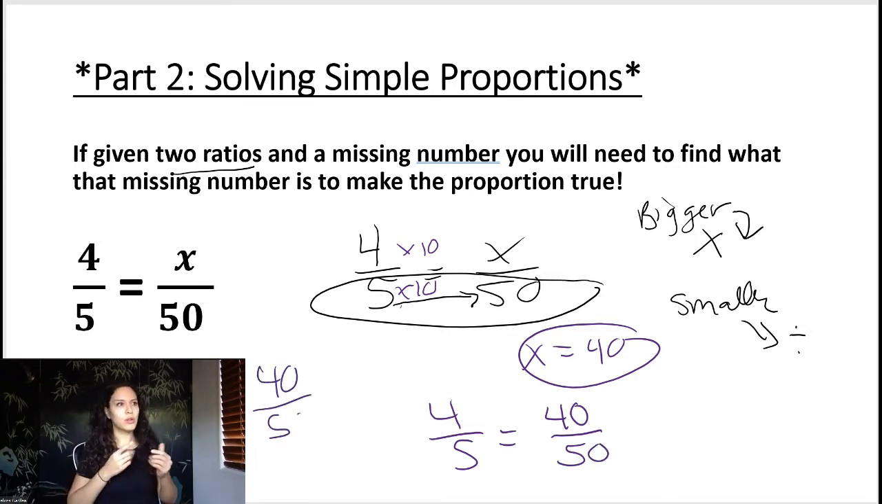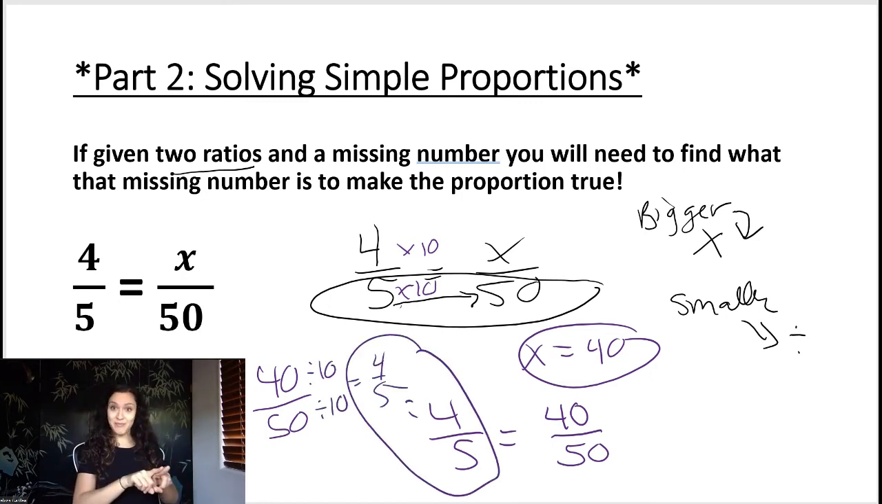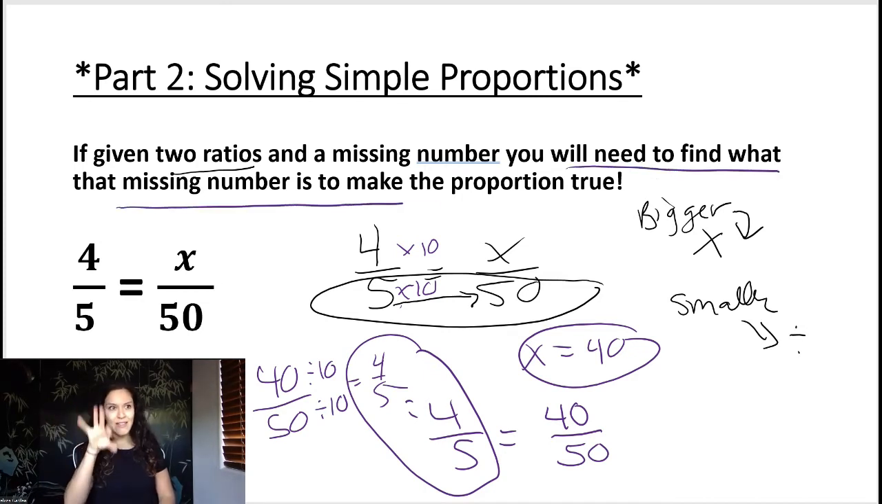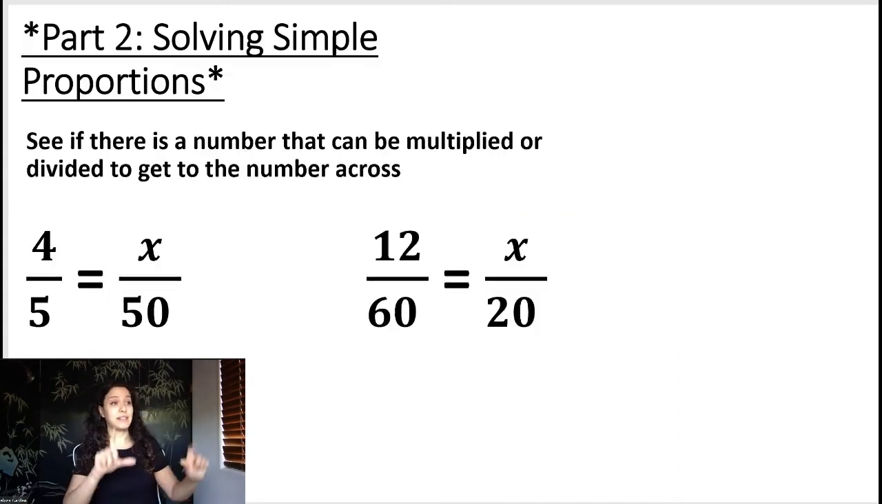Let's check. Let's simplify this one. Okay, well, I can divide by 10 and I get 4/5. They're the same. It's true. We need to find the missing number that will make the proportion true. Let's go to the next slide.